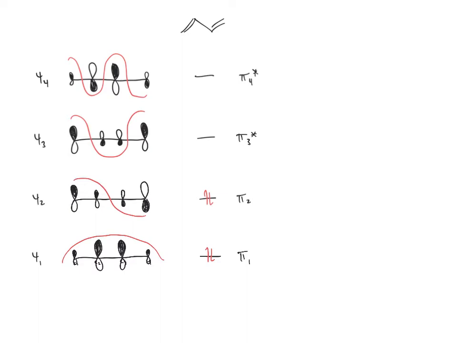Okay, we can identify the HOMO and the LUMO here. The HOMO is going to be pi 2, and the LUMO is going to be pi 3 star. And then, of course, we have the nodes. 0 nodes in psi1, 1 node in psi2, 2 nodes in psi3, and 3 nodes in psi4.